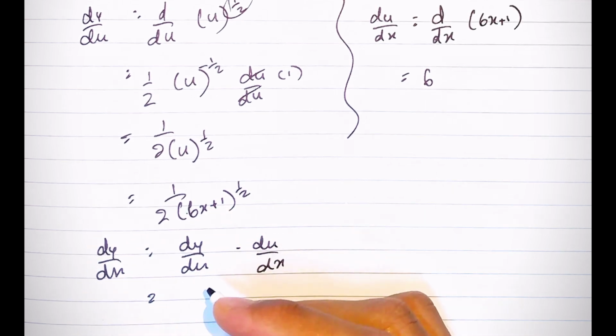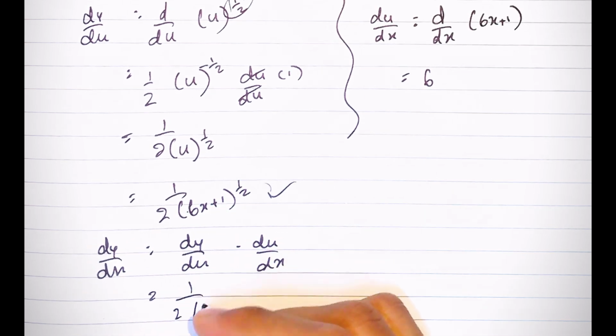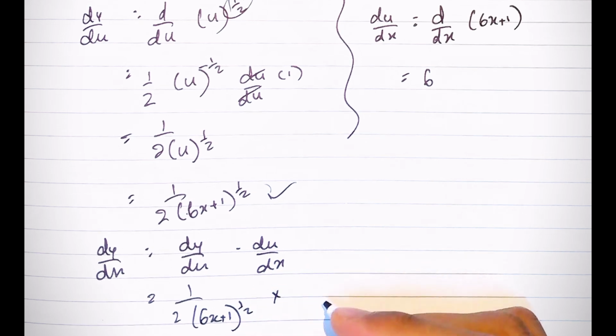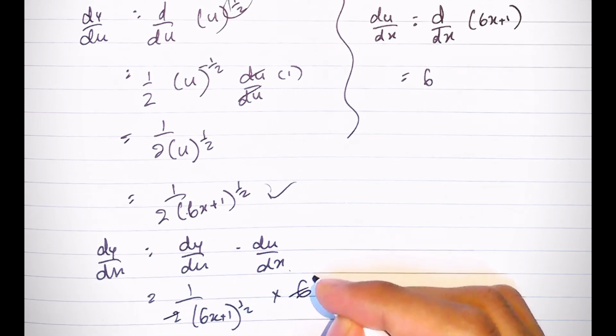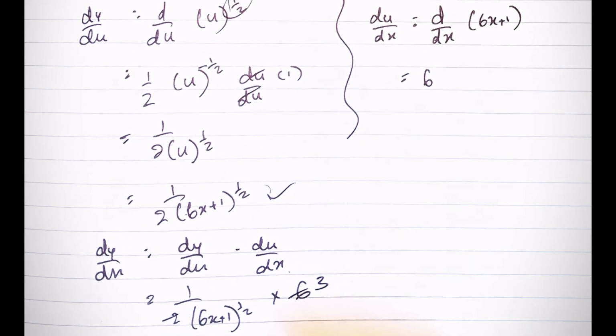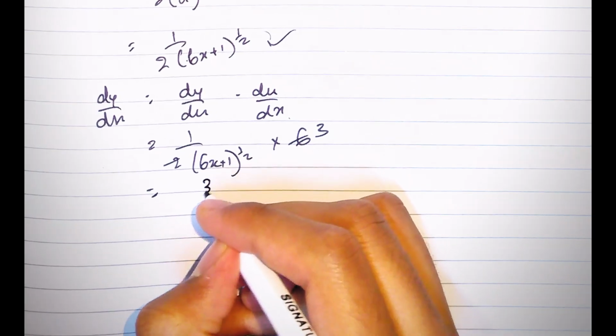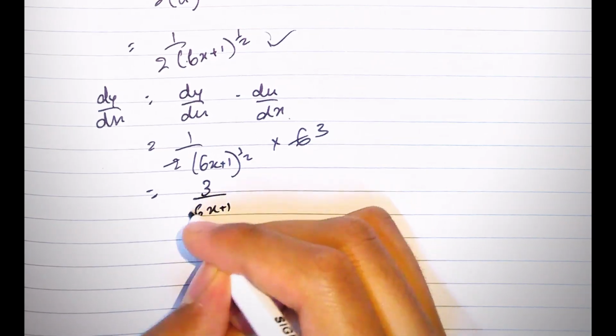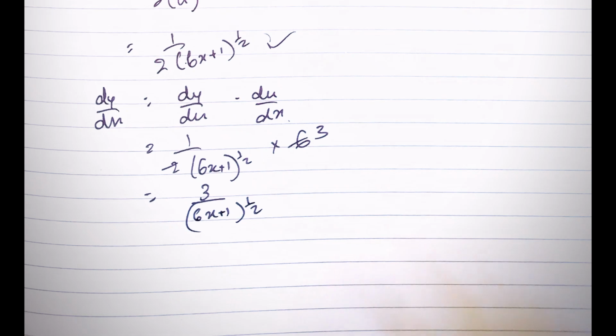So dy by du multiplied by du by dx, which is 6. These things will be cancelled and we are left with 3, because 6 divided by 2 is of course 3. So we have 3 divided by (6x plus 1) to the power 1 by 2. So this is the first derivative.